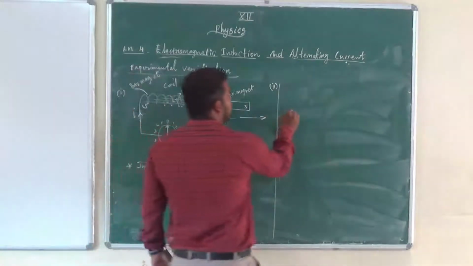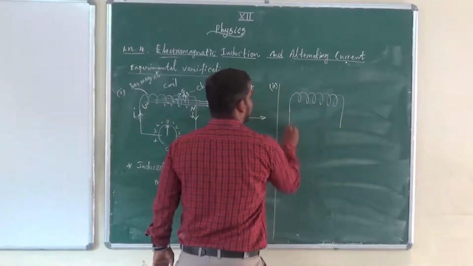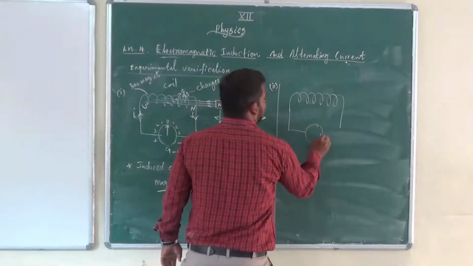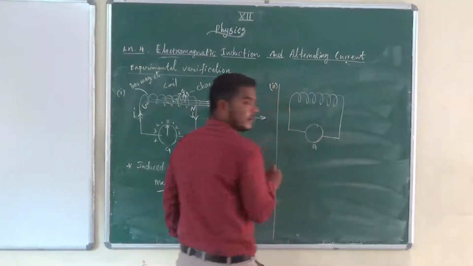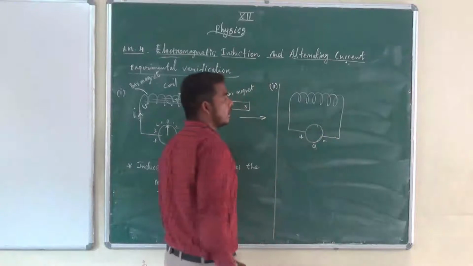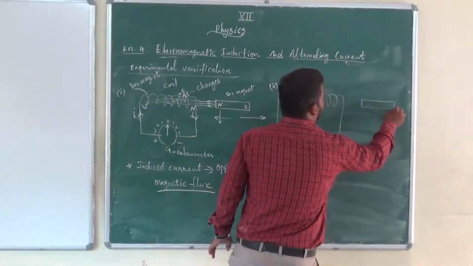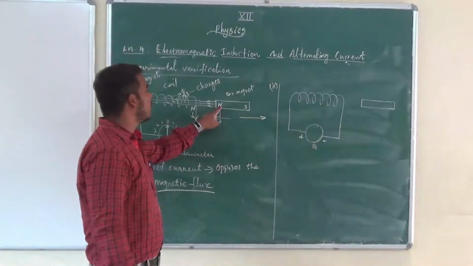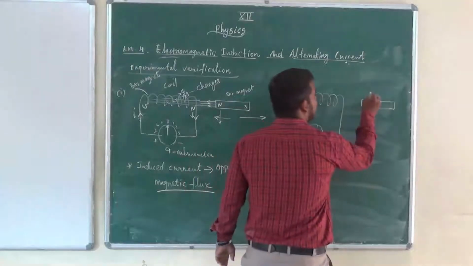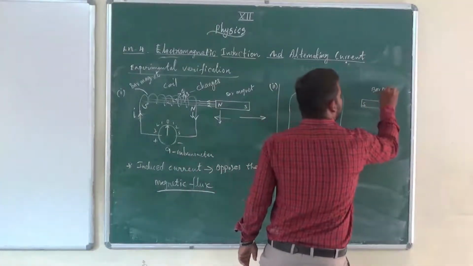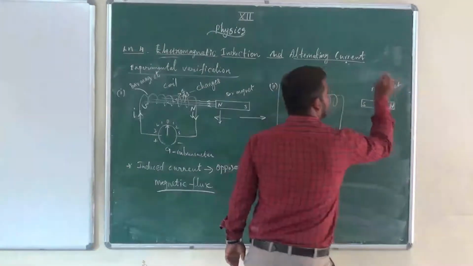I'll take a coil. The coil is connected to a galvanometer, positive and negative, and I will take a bar magnet. In the first diagram, the bar magnet's north pole faces the coil. In the second diagram, the bar magnet's south pole faces the coil.